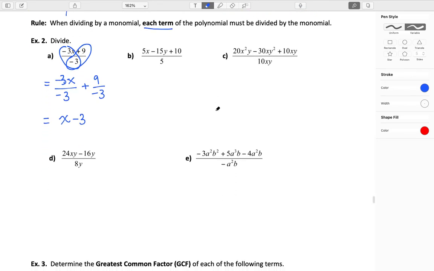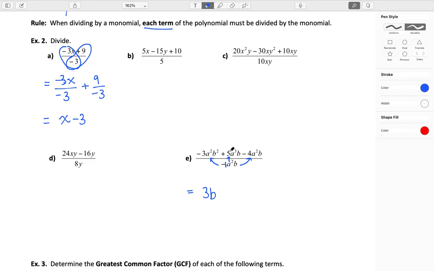So let's try letter E. I have 3 terms here and 1 term at the bottom. So I have to divide for this term, and this term. So let's start with the number. Negative 3. There's an invisible 1 here, negative 1, right? So negative 3 divided by negative 1 is 3. And then a squared divided by a squared is just 1, right? It just cancels out. And then b squared divided by b is b. So that's for the first arrow.